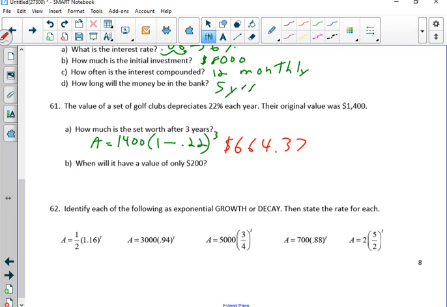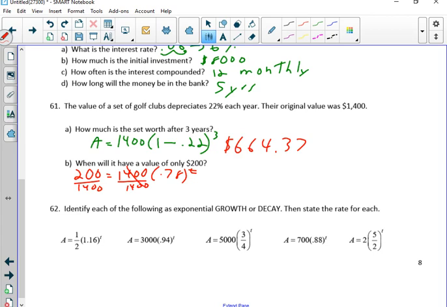Now, when will it have a value of 200? Well, now we're going to end up logging. Here's our future value. Same formula, 1 minus 0.22, which we might as well just make easier. That's 0.78 to the power of t. We don't know the time. So first off, we're going to divide by 1,400. And that's going to give us a nasty decimal.